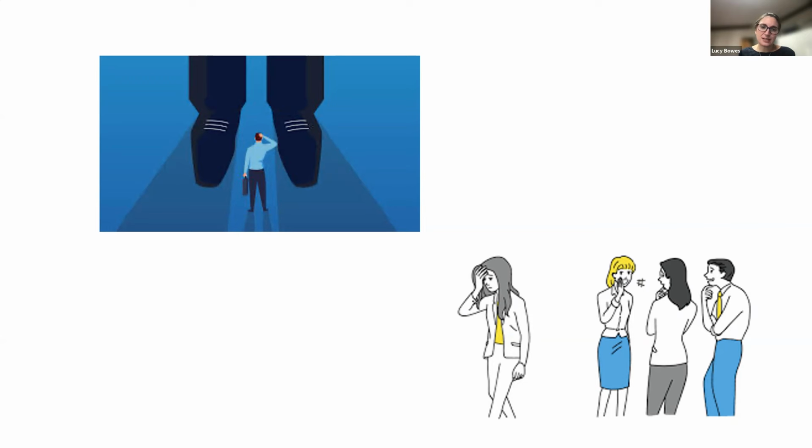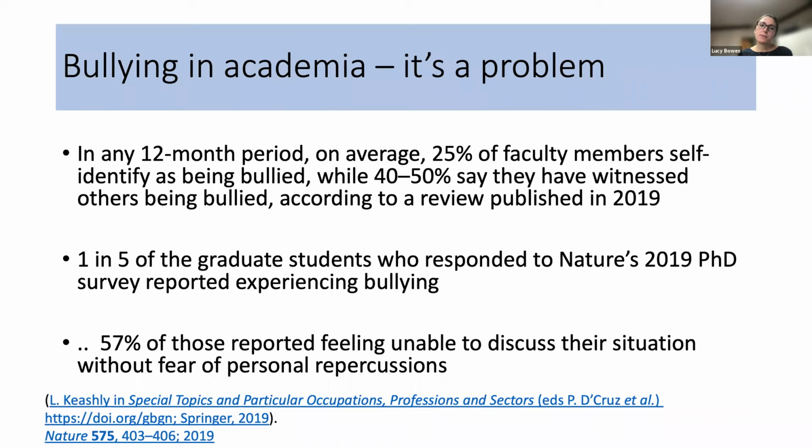But bullying really is a problem in academia. And I was quite shocked by these figures. So in any 12-month period, on average, 25% of faculty members self-identified as being bullied, while nearly half said that they'd witnessed others being bullied, according to a review that was published in 2019. So that's in some academic research. Of course, there may be difficulties in measurement. It depends on how you survey these things, but these are really quite high rates.